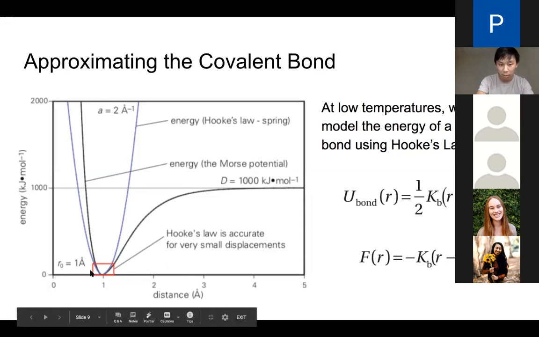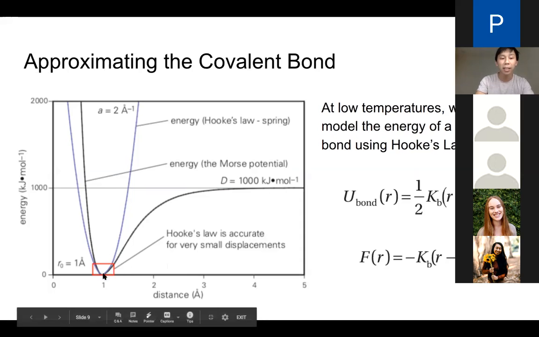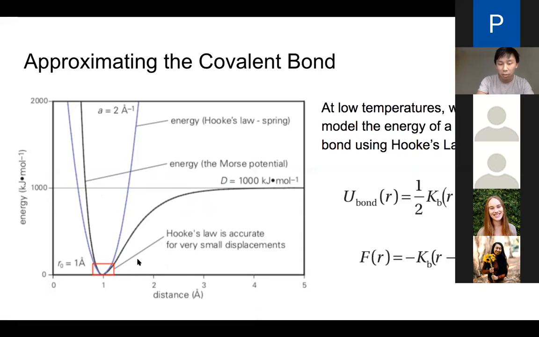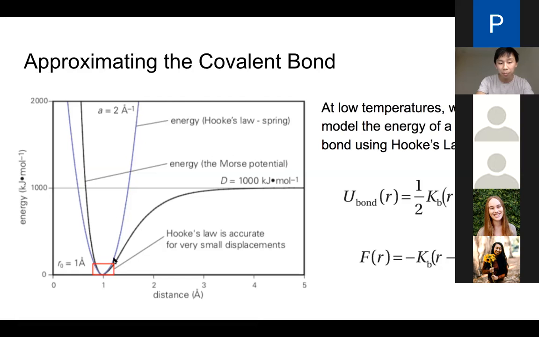Because if you look down here at this red box where I'm circling, you see that the lines match up very well. This means that it's a good approximation. And it's accurate at low temperatures, because at low temperatures you have, what, 2.5 kilojoules per mole. That's not enough to break this bond. And I can tell that because if you look at the scaling, this is 100 kilojoules per mole. So there's nowhere near enough energy for you to get anywhere in this region. So you're just going to be sticking over here, and that's where Hooke's law is appropriate.